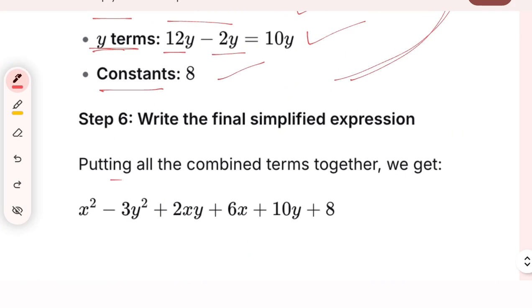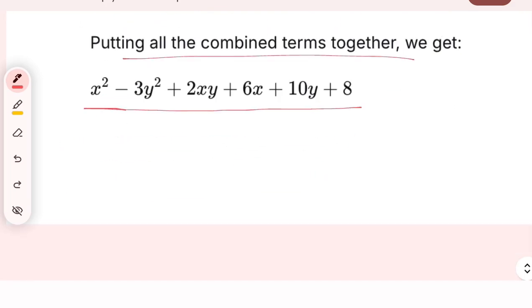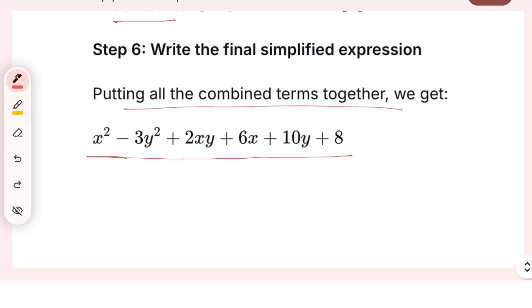So putting them all together, we will have something like this. Now we put them all together. All right? And that's it, right? There's nothing to simplify. That is already simplified, right? That would be the final answer of multiplying trinomials.